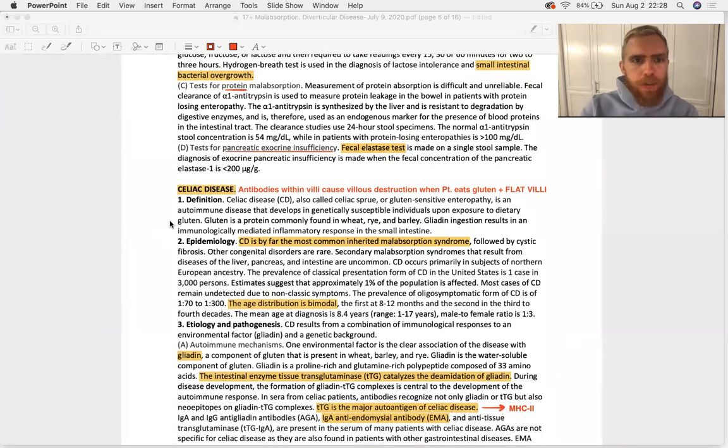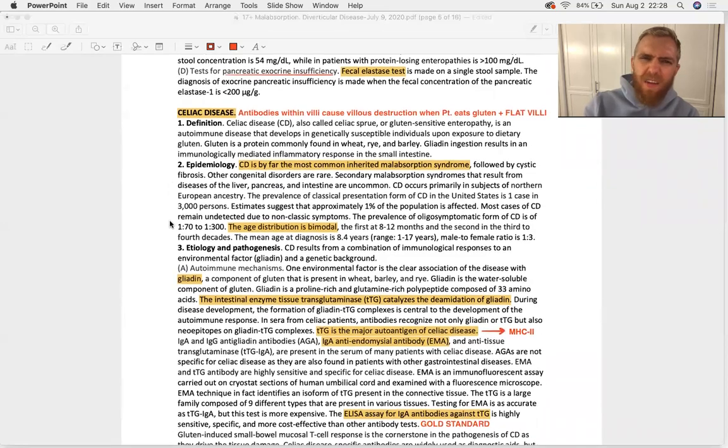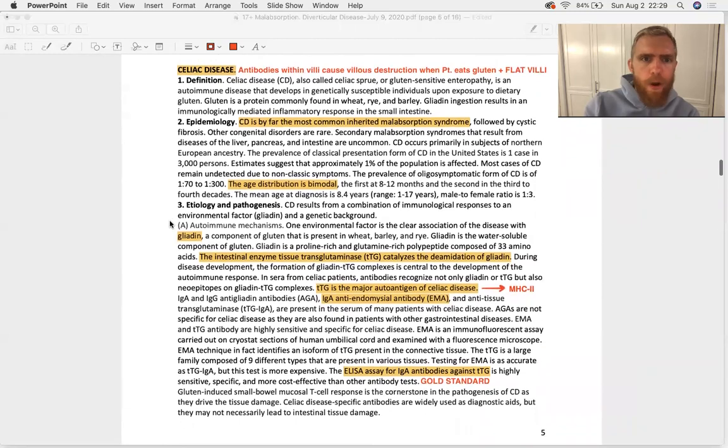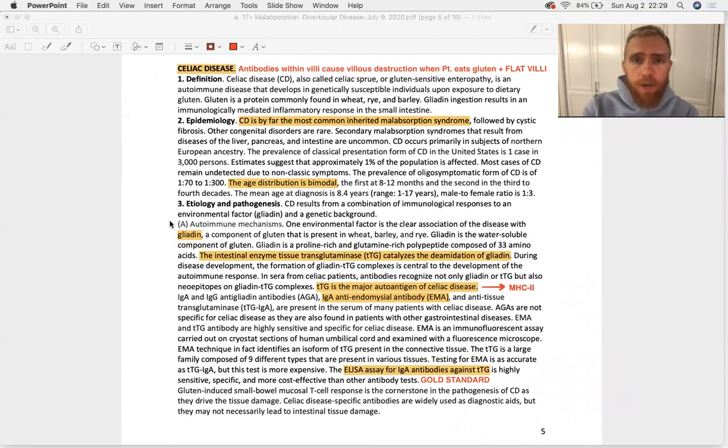Protein malabsorption can be assessed by looking for alpha-1 antitrypsin activity. I don't know too much about that. I'm just going to remember that. And then pancreatic exocrine insufficiency, our gold standard test for that is fecal elastase. Although there's a lot of enzymes secreted by the pancreas, and sometimes you might have to look for a specific one. So now we're going to talk about celiac disease.